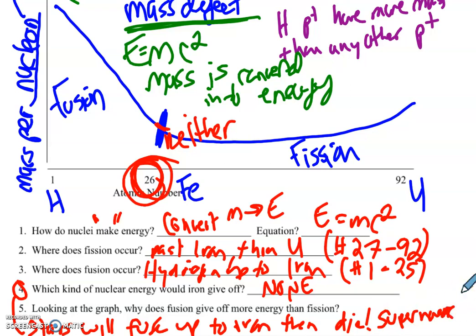So looking at this graph, why does fusion give off more energy than fission? Look at the slope. If you look at that slope of the graph, that explains everything. The change in mass is greater up here. That means you can convert more of that mass to more of the energy.